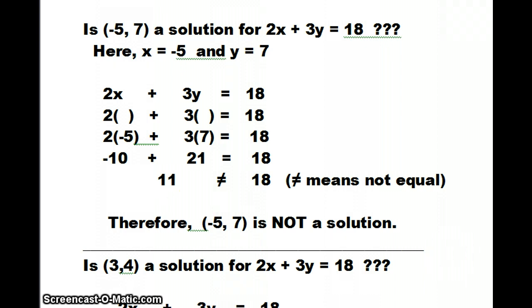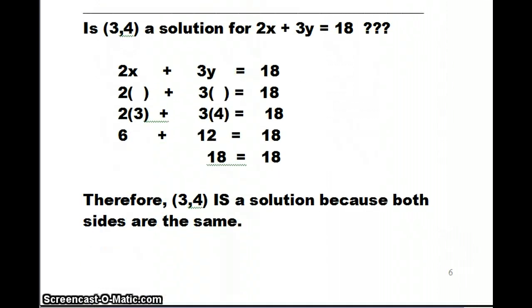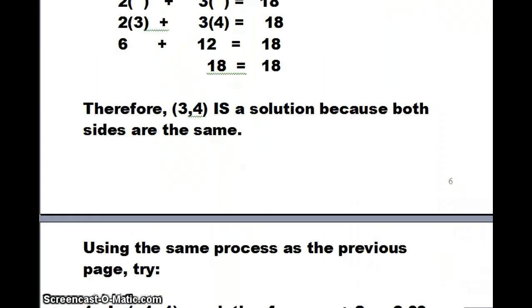Our next ordered pair we're going to try is 3, 4. Is 3, 4 a solution? We do the same thing. For x and y, we put parentheses. We look to see where the x is, and we're going to find the value of x. It's the first one, so it goes in the first hole. We look and see where the y is. It's a value of 4, and it goes in the second hole. So 2 times 3 is 6, 3 times 4 is 12, and 6 and 12 is equal to 18. So therefore, 3 and 4 is a solution because both sides are equal.